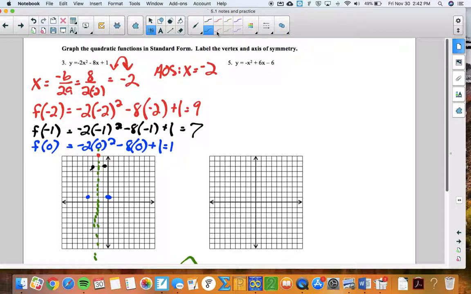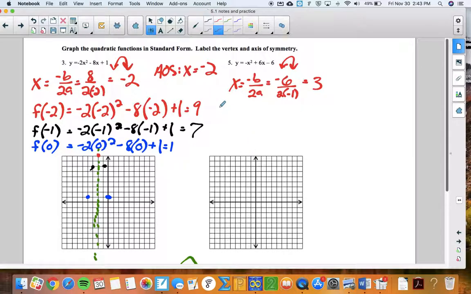All right, let's try number 5. So the negative leading coefficient, so it's going to open down. Axis of symmetry, x equals the opposite of b over 2a, so negative 6 over 2 times negative 1. So that's negative 6 divided by negative 2, which is positive 3.